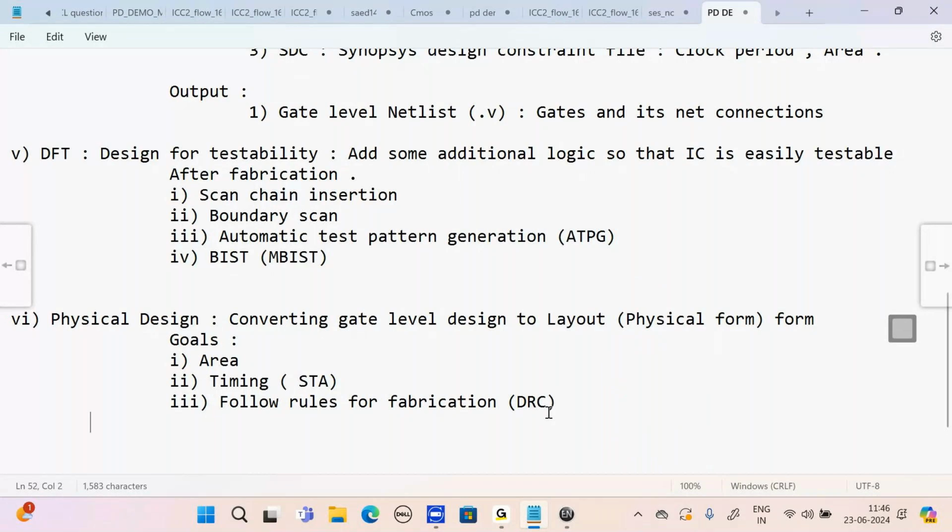And implement design for manufacturability. I am following the rules implemented by the foundry. My foundry also tells me to follow a few procedures so that I can do the manufacturing easily, so that your design is manufacture ready. It is ready for fabrication.